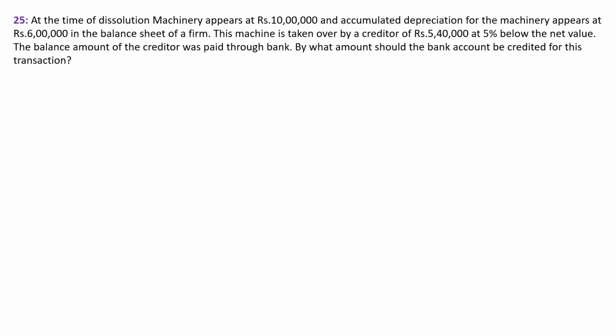Now coming to the last question, number 25. At the time of dissolution, machinery appears at rupees 10 lakhs and accumulated depreciation for the machinery appears at rupees 6 lakhs in the balance sheet of the firm. This machine is taken over by a creditor of rupees 5,40,000 at 5% below the net value. The balance amount of the creditor was paid through bank. By what amount should the bank account be credited for this transaction? What are the options you have? Option A 60,000, B 1,60,000, C 5,40,000, and D 10 lakhs. What is the answer here?